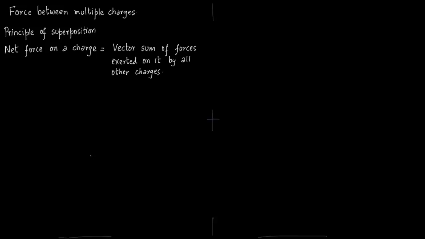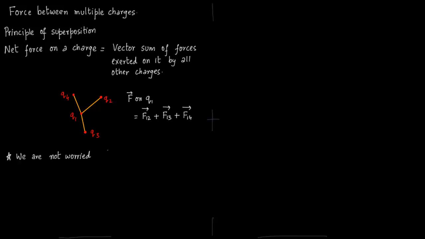So let us see this. We have a charge Q1 and it is being pulled or repelled by Q3, Q2 and Q4. So the force acting on Q1 is the force exerted on 1 by 2, which is F12, then the F13 vector, that is the force exerted on 1 by Q3, and then the F14 vector, which is the force exerted on Q1 by Q4. Now very importantly, we are not worried about the force acting between say Q3 and Q4, Q3 and Q2, or Q4 and Q2.